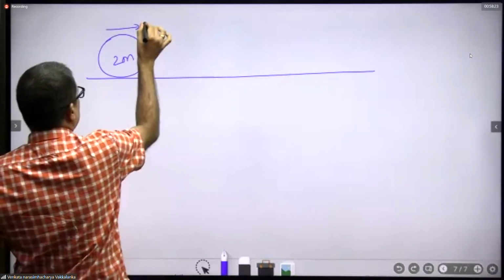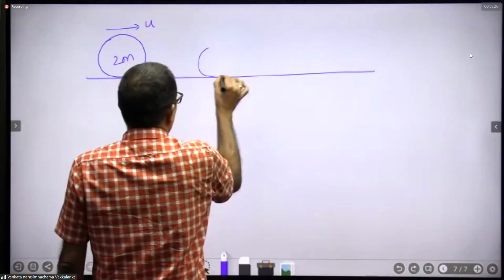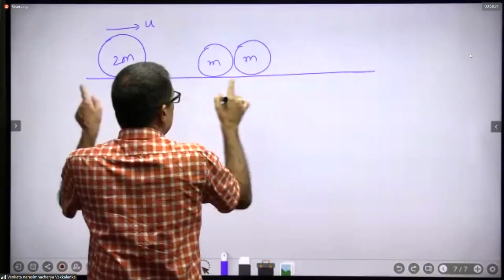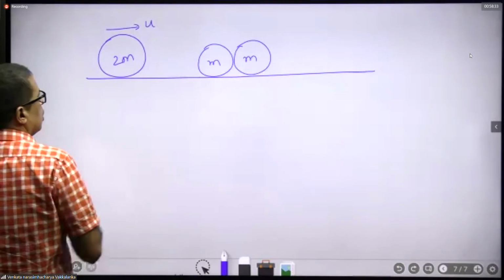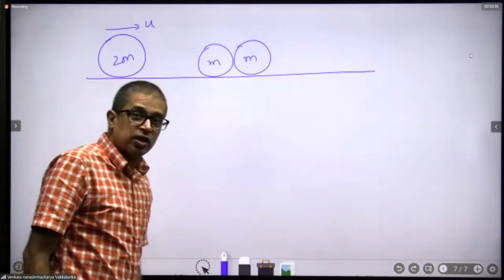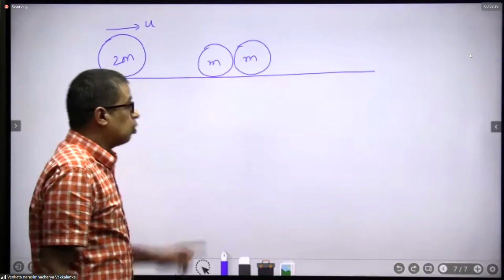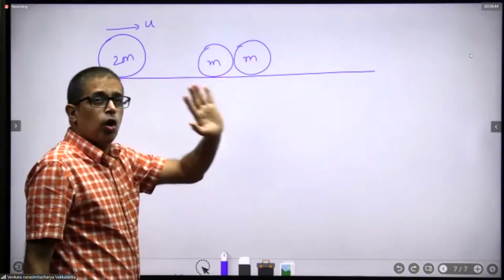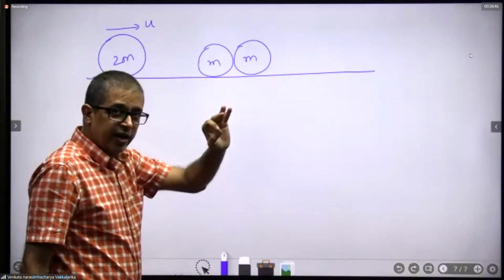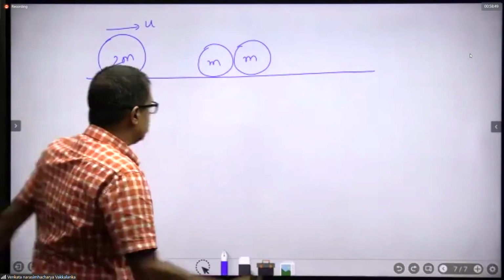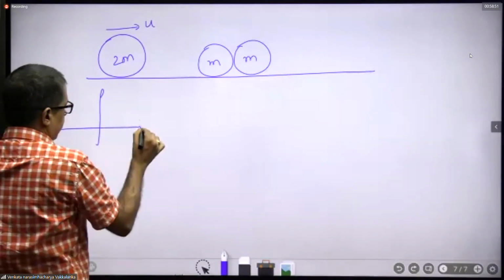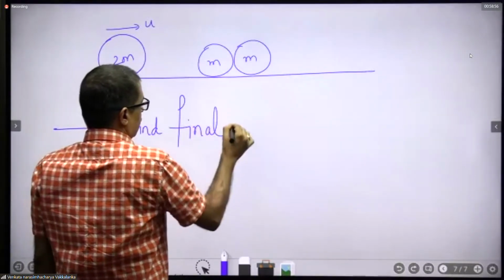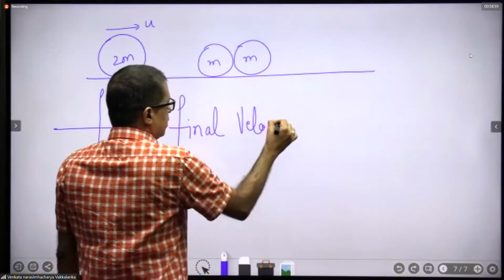M is moving with a velocity of u. I have two masses m and n. All collisions are elastic. Collision between this and this, collision between this and this, so on and so forth. All collisions are elastic. Find the final velocities of all three bodies.